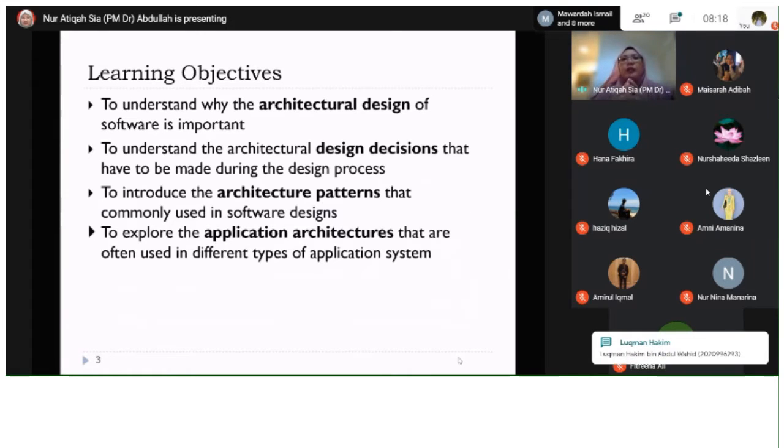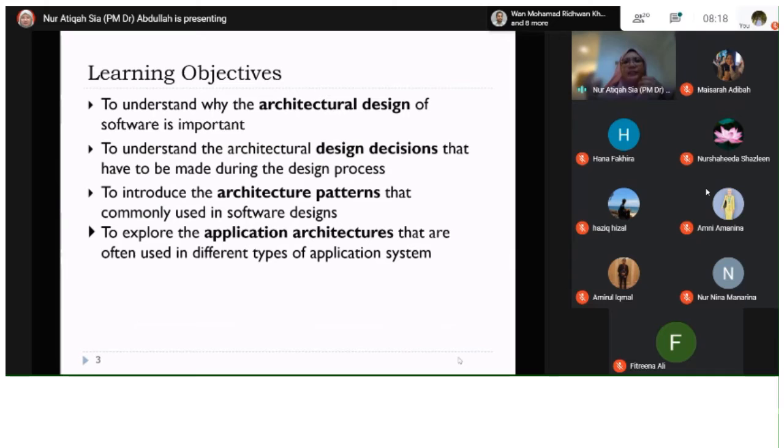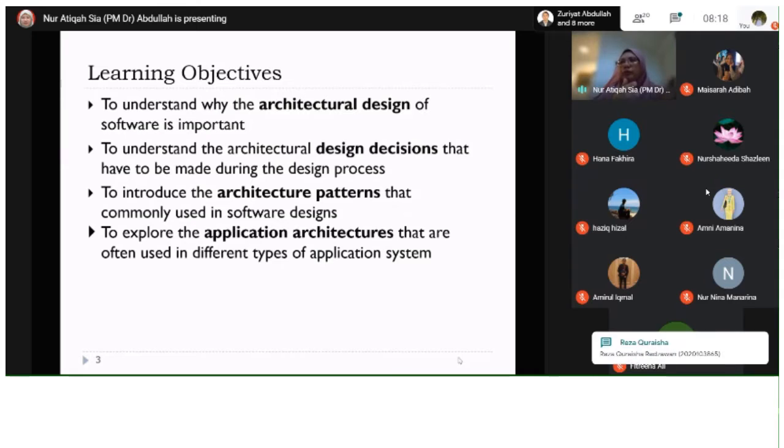However, for these lectures, the learning objective is to understand why architecture and design are so important. Why don't we cut down the time and go directly to development? Why do we take the trouble to have a design, considering what type of architectural design should be applicable or suitable for the software that you want to develop? That's why we want to learn why this is so important.